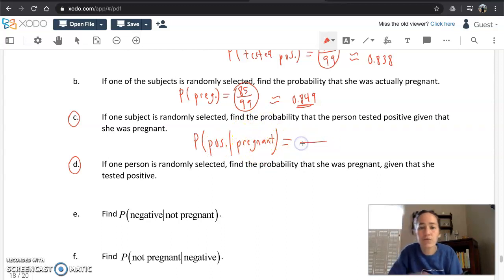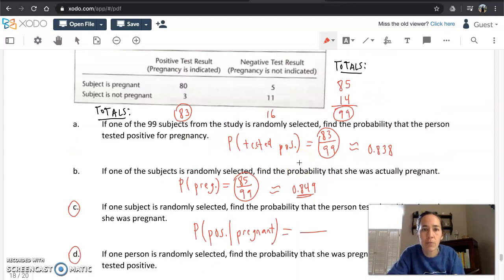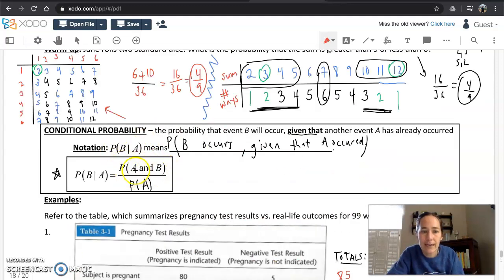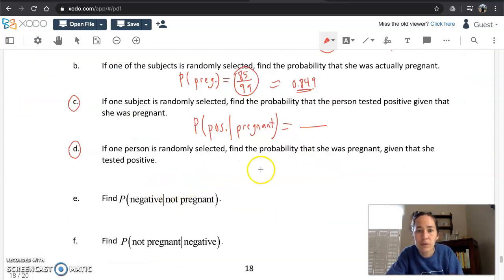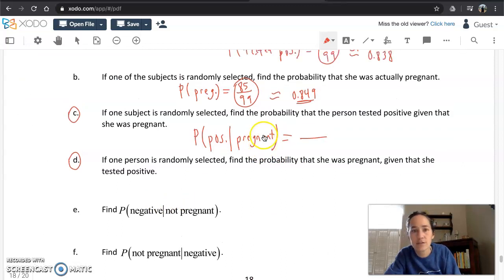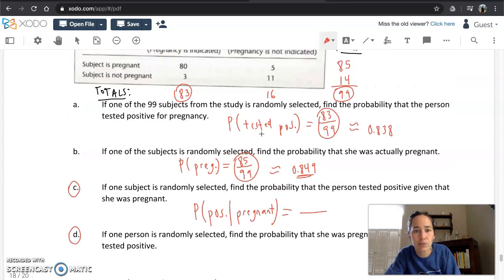Up top, the formula said probability, or number of subjects that are pregnant and positive, A and B, divided by just the pool of people who are pregnant. So given that she's pregnant, that limits us to the total amount of women that were actually pregnant. So there are subjects is pregnant, there are 85 of those. That's your denominator, all the women who are pregnant. Positive given pregnant, well, that's positive and pregnant. There's 80 subjects that were positive and pregnant.